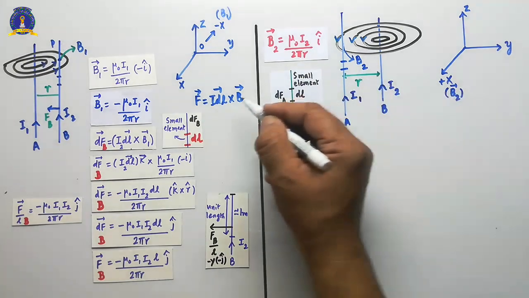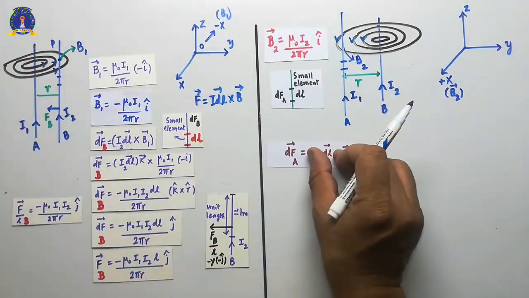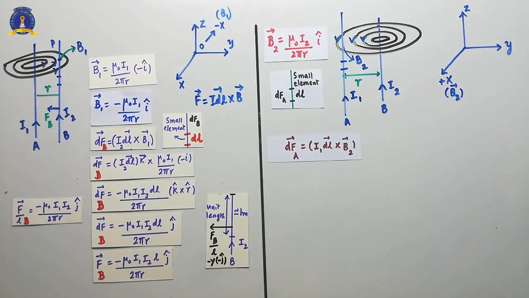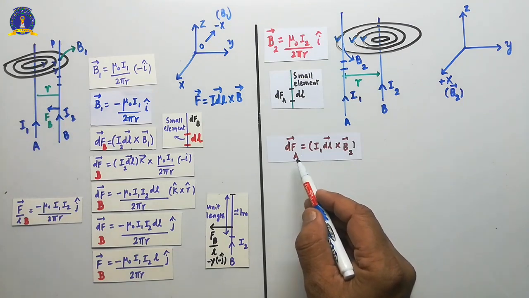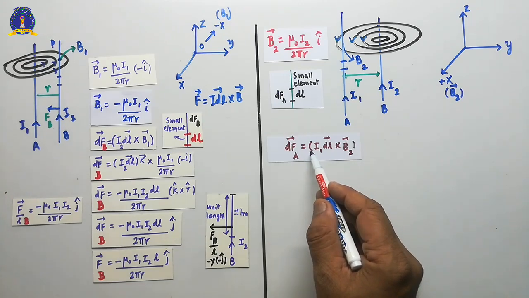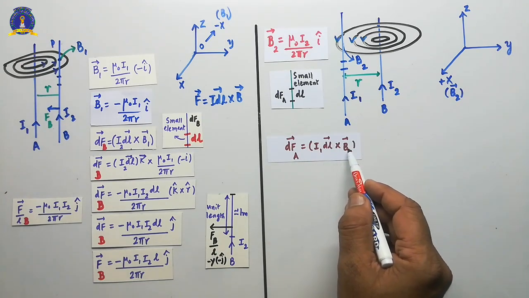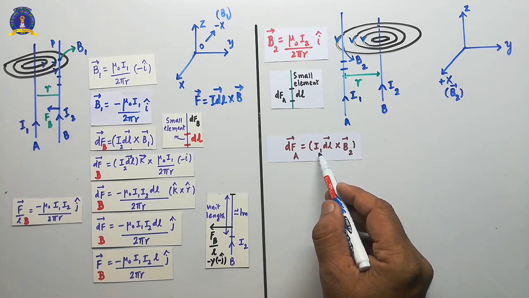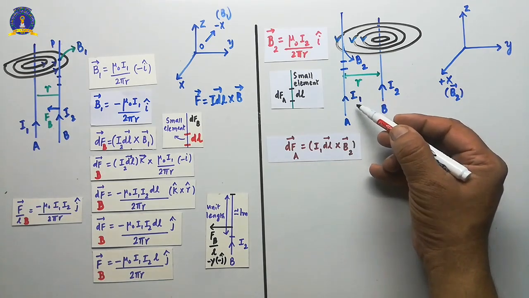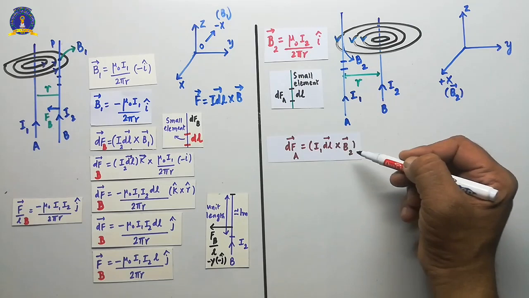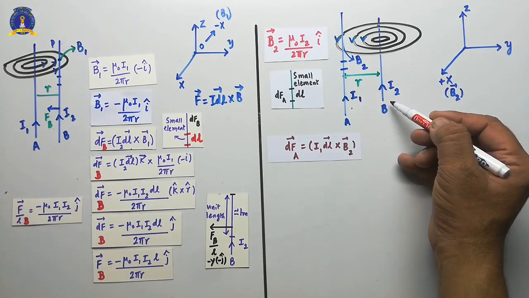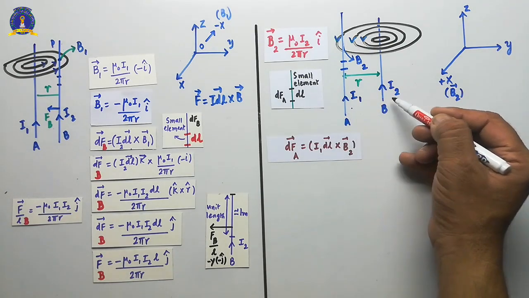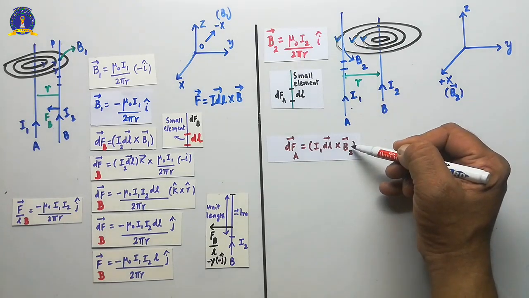So what is the formula? As per Lorentz force formula, this is the formula. What is DFA? DFA is equal to, why A is written? Because the force is experienced by the A conductor. DFA vector is equal to I1 DL vector cross B2 vector. Why I1? Because current passing through first conductor is I1. What is B2? B2 means the first conductor is placed in the field of the second conductor. So this first conductor is in the field of B2. That's why this is written.